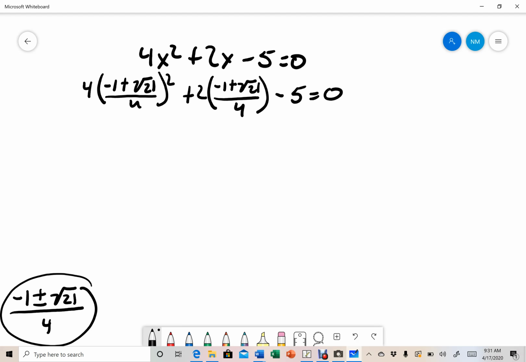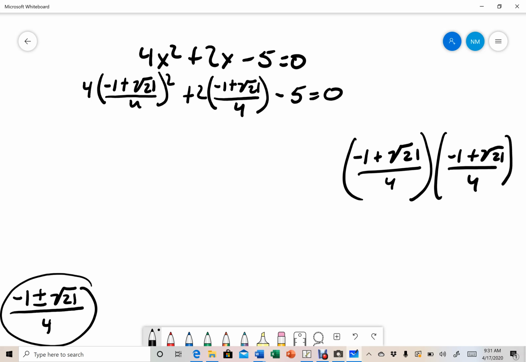what we're going to do here is we're basically going to factor this out here because this is negative 1 plus the square root of 21 divided by 4 times negative 1 plus the square root of 21 divided by 4, okay? So we're basically saying negative 1 plus the square root of 21 divided by 4 times negative 1 plus the square root of 21 divided by 4. And we're going to factor this, okay? So my denominator factors really easily. 4 times 4 is 16, okay? So my denominator will be 16, all right?